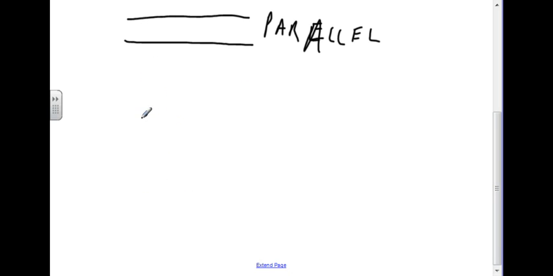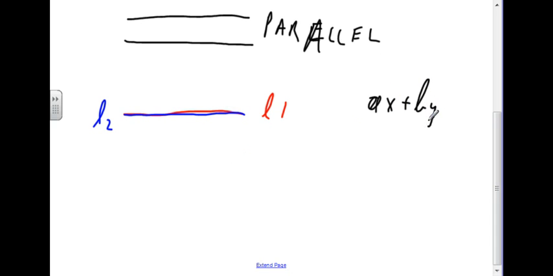The other thing that could happen is that lines could be the same. So here's line 1, and here's line 2, right on top of line 1. They could be the same line. Okay, and that's an important distinction because what's the equation of a line? Well, the equation of a line is going to be ax plus by is equal to c.